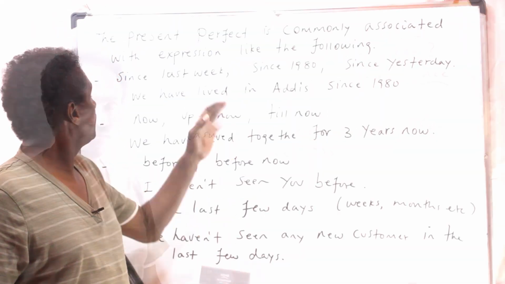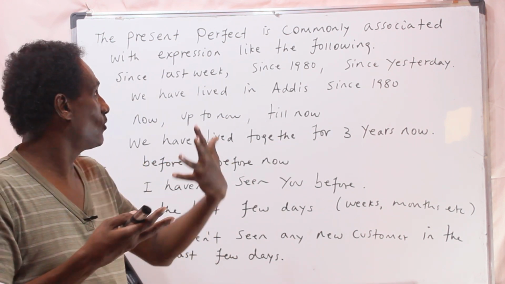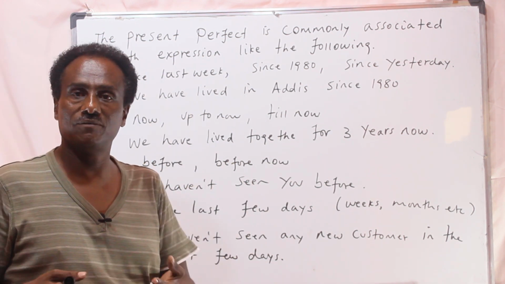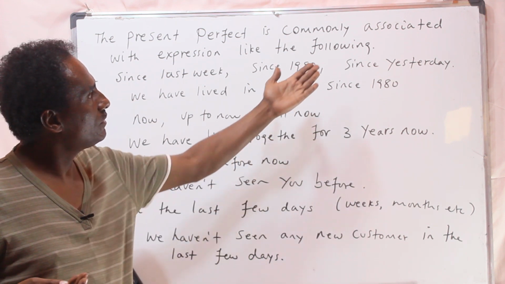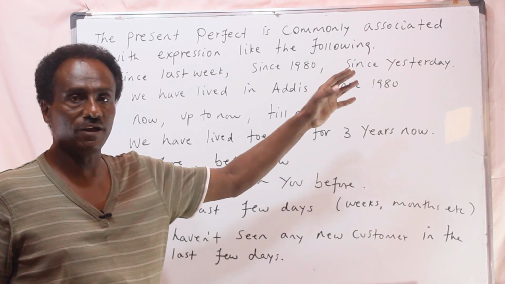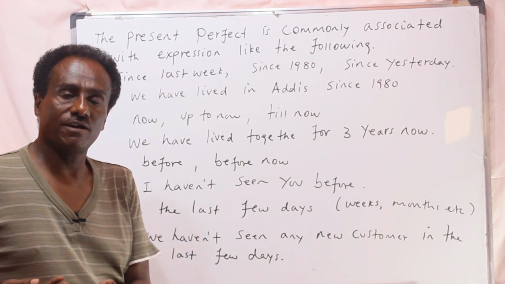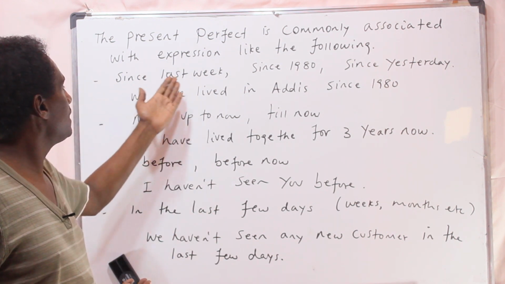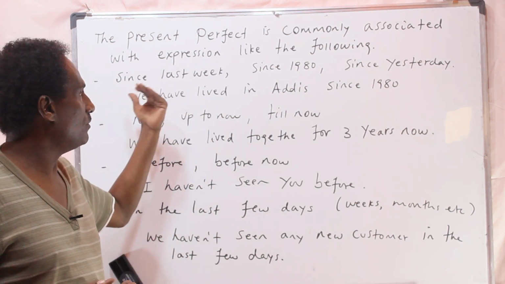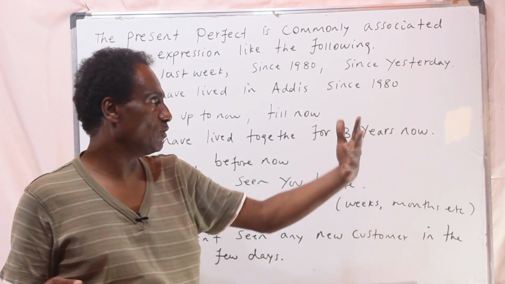Since when has she served as a babysitter? The answer is: since 1995. The present perfect is commonly associated or linked with expressions like the following: since last week, since 1980, since yesterday.